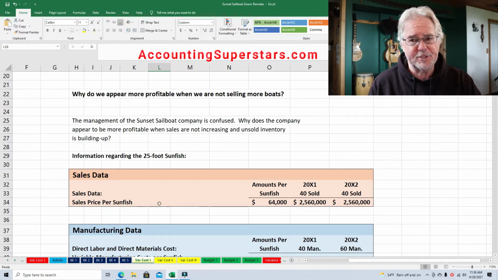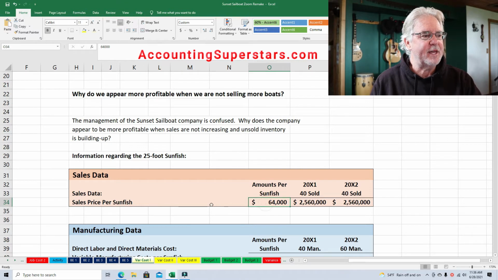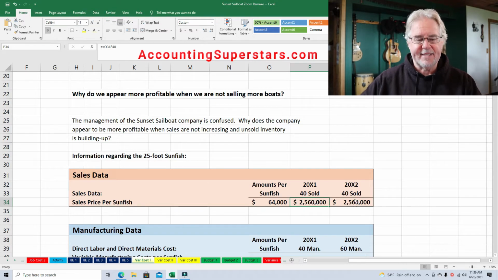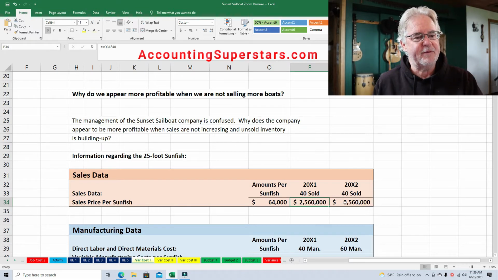So the sales price per sailboat is $64,000. Now these are really nice sailboats. They're about 25 foot long and beautiful sailboats. So they cost quite a bit. So $64,000 brand new. And in 2001 they sold 40. And so we have sales at $2,560,000. Exactly the same thing happened in 2002, $2,560,000. So, okay, sales are the same.